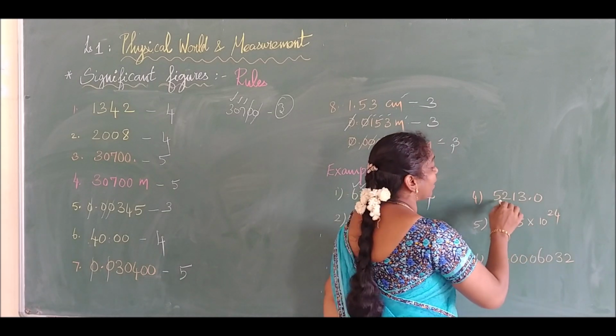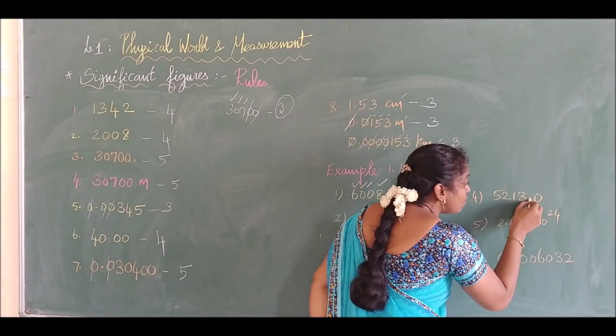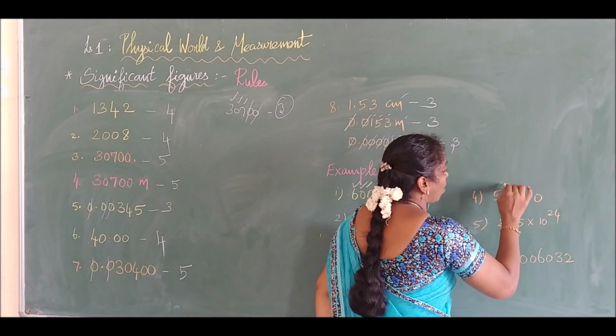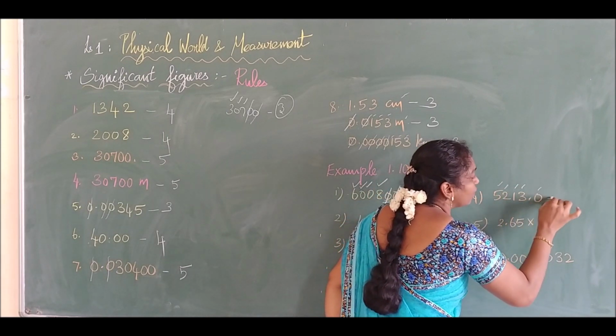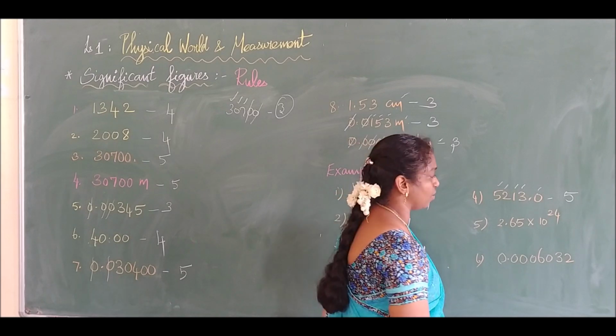It is 5213.0. Therefore it has how many? So the zeros with the decimal point are said to be what? Significant. Therefore 1, 2, 3, 4, 5. So how many significant figures are there? 5 significant figures are there.